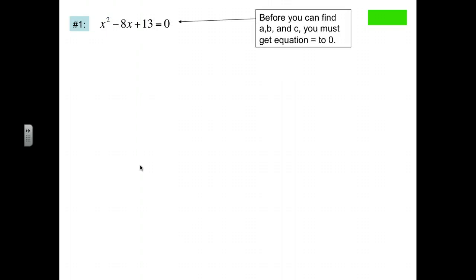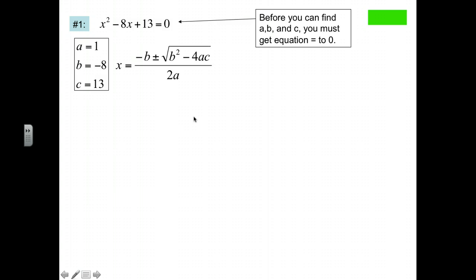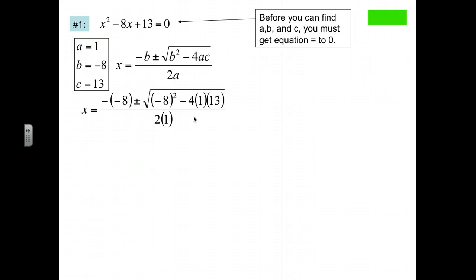Let's see how this example works. First, I check: before you can find a, b, and c, the equation must equal 0. Is it equal to 0 in this case? Check. Then I ask, what's my a, what's my b, and what's my c? Notice my b is -8. My quadratic formula, again, is given to you on the Regents, and I would just plug in everything.